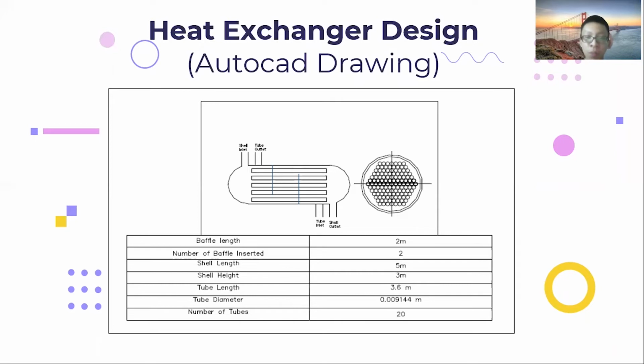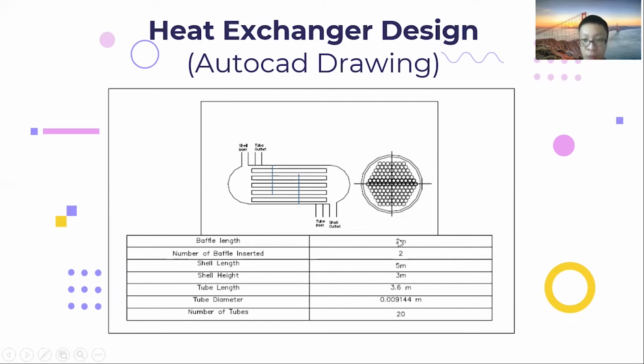Inside the shell there will be 20 CO2 tubes, and each tube diameter will be 0.009144 meter. The number of tubes is 20, and each tube length will be 3.6 meter. For the shell height, we assume it to be 3 meter. After shortening the total length of the tube, which is 72 meter, we decided the shell length to be 5 meter, and the number of baffles inserted is 2.